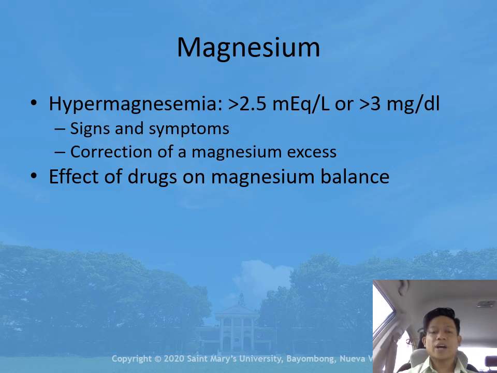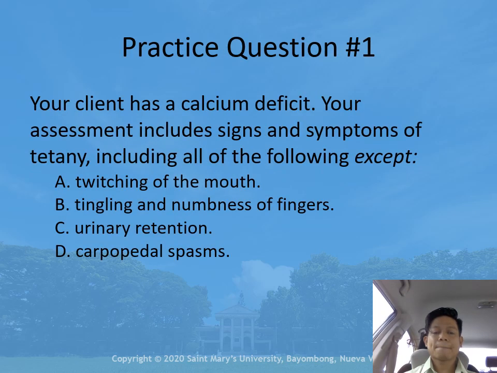The group of drugs that contain magnesium and, if taken in excess, can cause hypermagnesemia includes laxatives and antacids. Laxatives and antacids may contain magnesium and have the potential for misuse in clients. That ends our topic discussion. Let's proceed to practice question number 1.